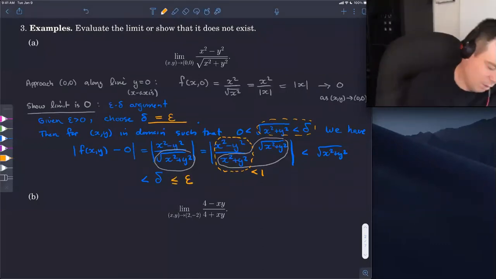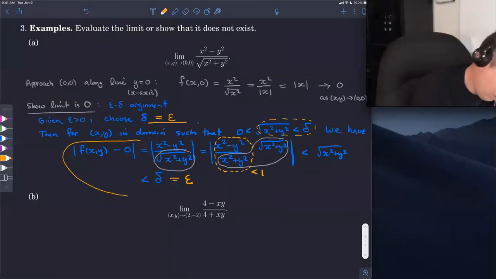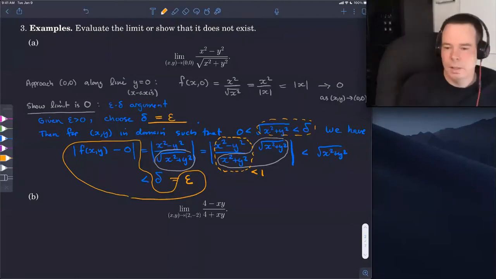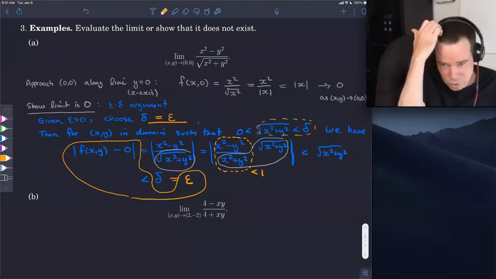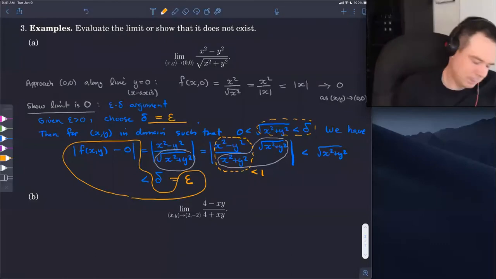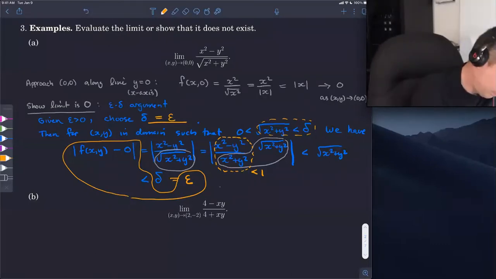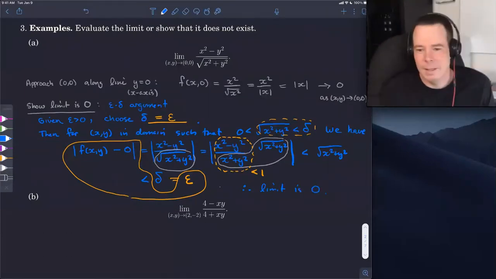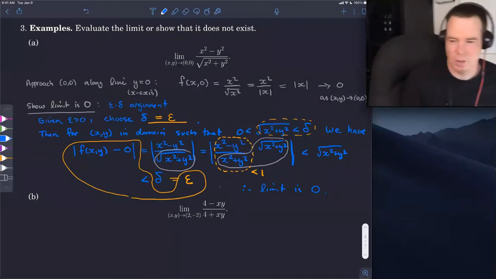This is actually less than or equal to. They're equal to, so maybe I should have just written equal to here. And there we get our result, that my function value is strictly less than epsilon. And so if I choose points that are within my delta circle of the origin, then my function values are within epsilon of 0, and that proves it. So therefore, the limit is 0.